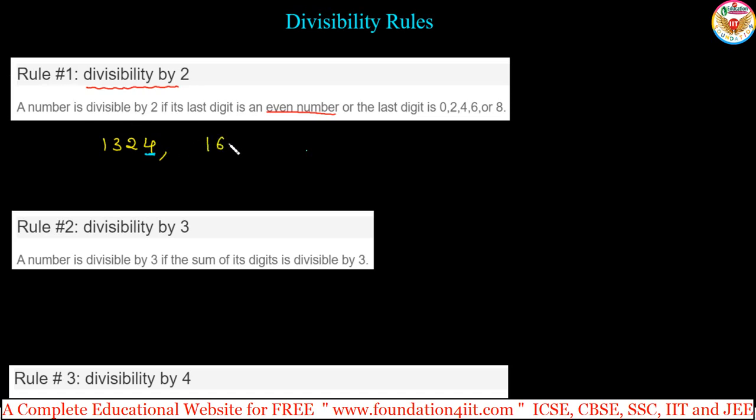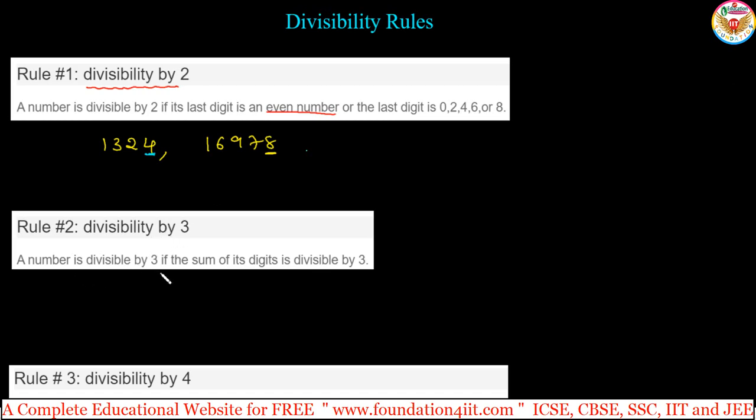And 16,978. 8 is in the units place. So the last digit is either 0, 2, 4, 6 or 8, then that is divisible by 2. All the even numbers are divisible by 2 as we discussed previously. Next, divisibility rule for 3.